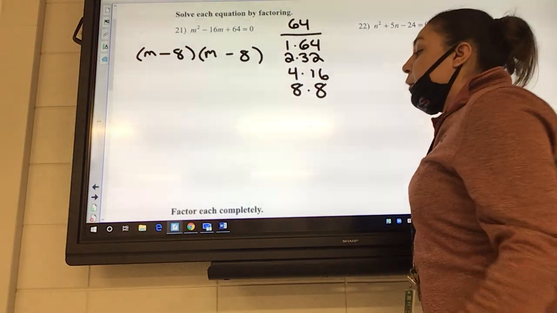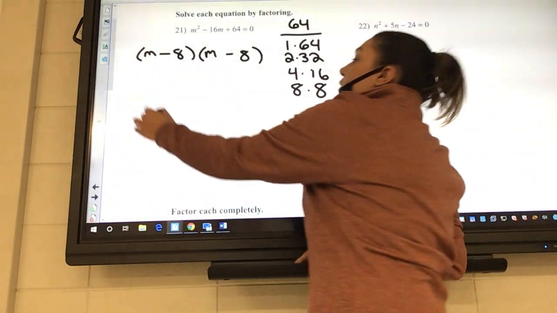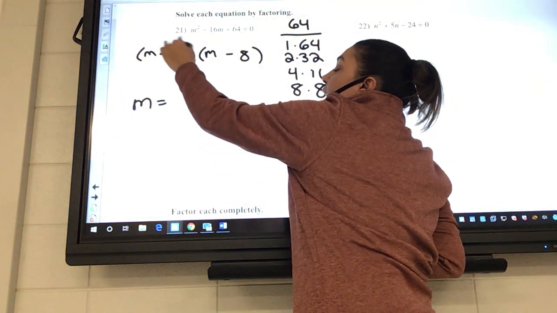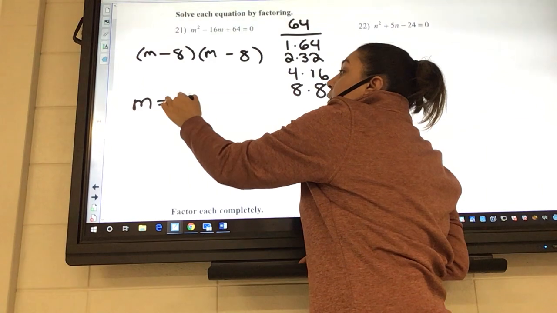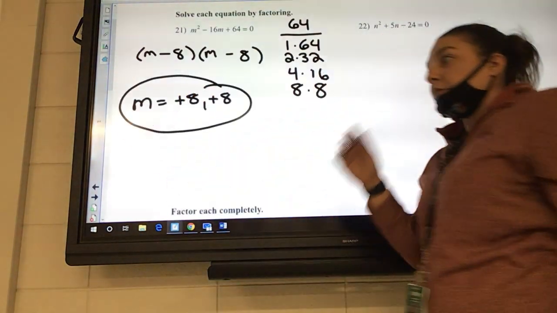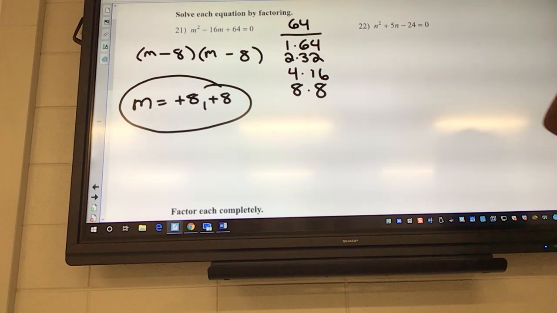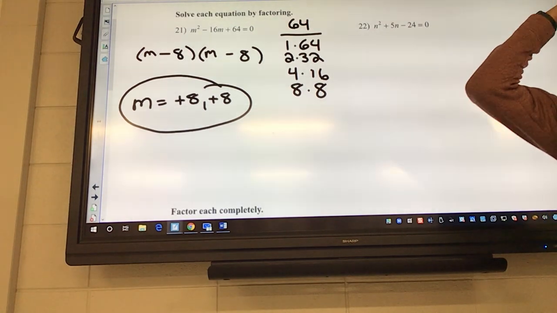If there was no equals 0, then you would circle those. So it's going to be m equals, and we do the opposite. So it's going to be 8 plus 8 and a plus 8. Do we have to put plus or can we just put 8? You can put 8.